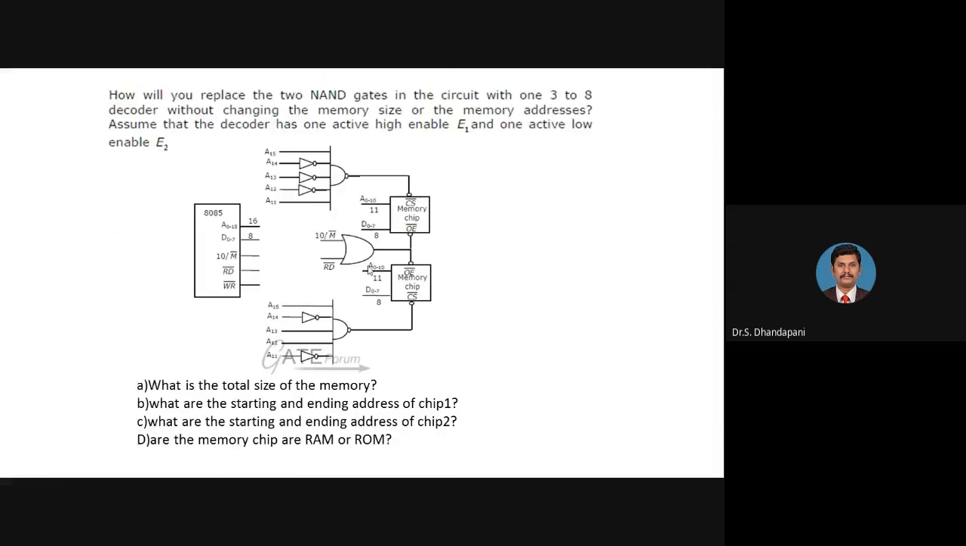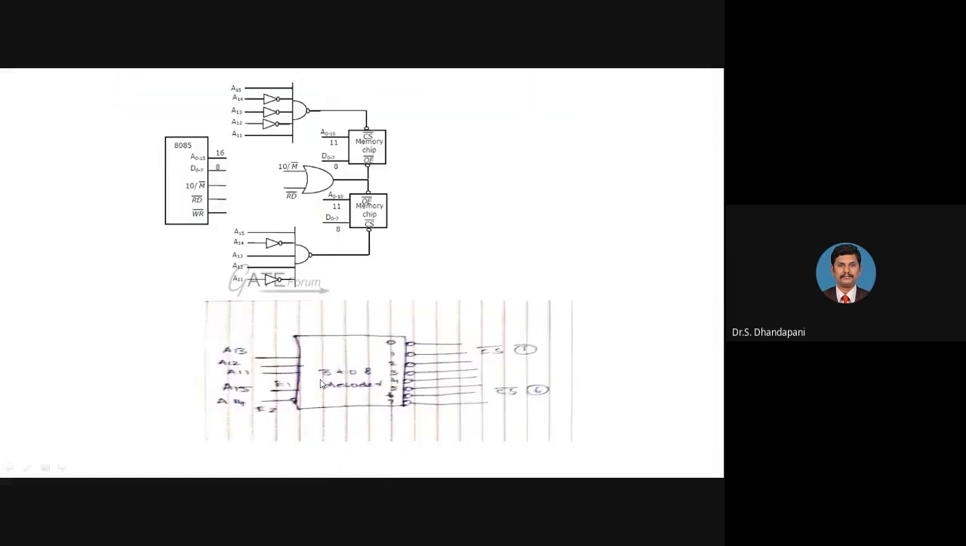Now, as per the main question, we want to replace these two NAND gates with a decoder. And in the question itself, an assumption is given. The decoder has an enable signal E1 high enable and enable signal E2 low enable. Now I am coming to the decoder part. The decoder has enable, this is high enable, that means 1 means this decoder is selected. The second enable is low enable, 0 means it is selected.